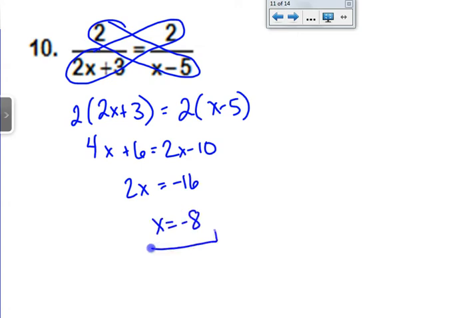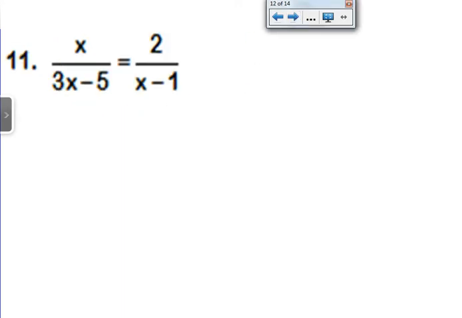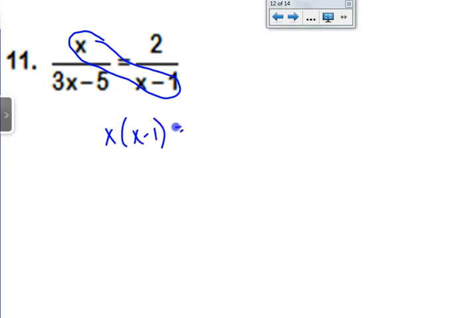Just like in the last set of problems, you got to be careful that your answer does not give you a 0 in either of your denominators, and it doesn't, so we're moving on. The next problem, when we go ahead and cross multiply, it doesn't matter which one you do first. I like to do the one that's going to be my lead coefficient though, and I notice this will have an x squared. So it's going to be x times x minus 1 equals, the other diagonal would be 2 times a 3x minus 5.